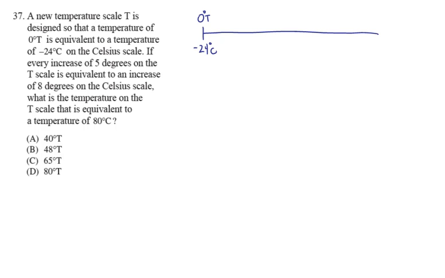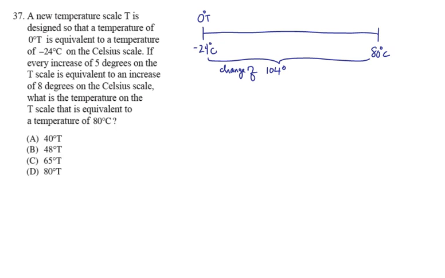Now we're told that an increase of 5 degrees on the T scale is equivalent to an increase of 8 degrees on the Celsius scale. And we're asked to find the temperature on the T scale that's equivalent to a temperature of 80 degrees C. Well, we can see that going from negative 24 degrees to 80 degrees is a change of 104 degrees.